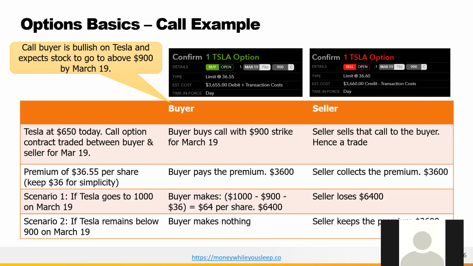Yeah. Then the second question is about call selling. Here the seller keeps the premium of 3,600, right? Yes. So what if the stock price goes to like 800 on that day? Will the seller get anything? If Tesla remains below 900, the seller is going to keep the premium. That's it. So when will the seller get the profits? The seller is keeping this profit, the $3,600. This is their profit.